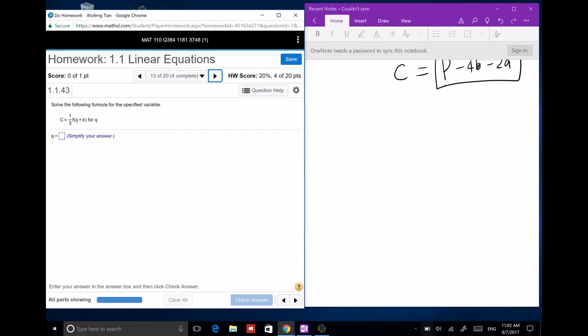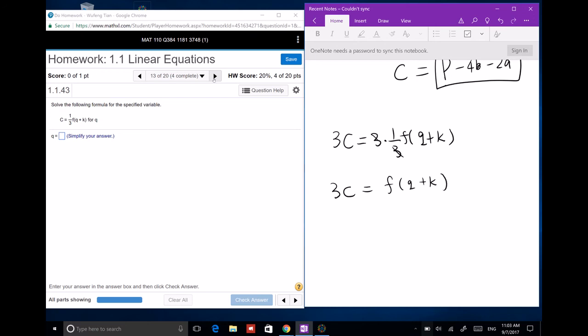Number 13 is pretty much the same as the previous one. You multiply both sides by 3, and you get 3C equals F. Because of the 1/3, when you multiply both sides by 3, the 3 and the 1/3 cancel out. I just keep that in case you get confused. So 3C equals F times Q plus K. I'm solving for Q, so 3C equals F times Q plus F times K.